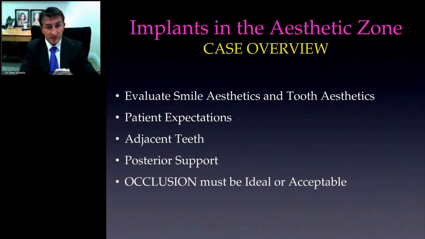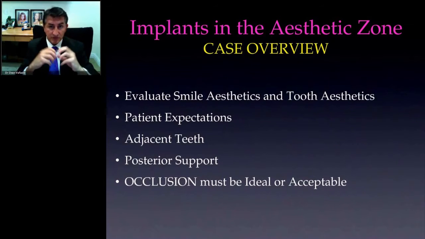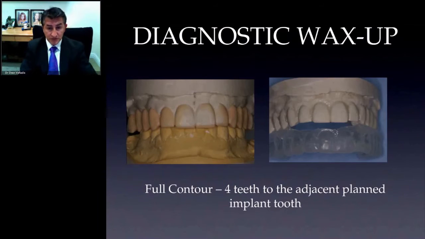Occlusion must be ideal or acceptable. One of the big things we discuss is vertical dimension of occlusion. That's going to be another webinar coming up soon. The changing of the vertical dimension, how we use CAD/CAM for that as well, to restore vertical dimension and restore the patient's position so that anterior teeth are not cracking and breaking. We usually use diagnostic casts.